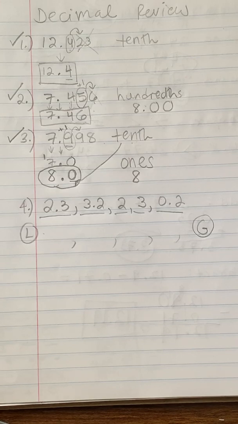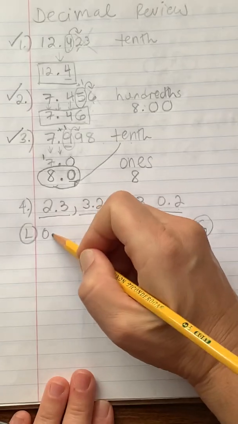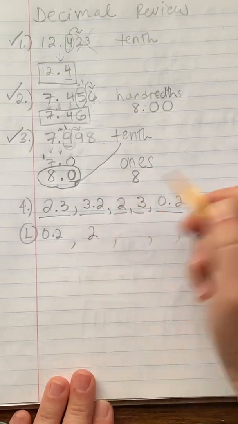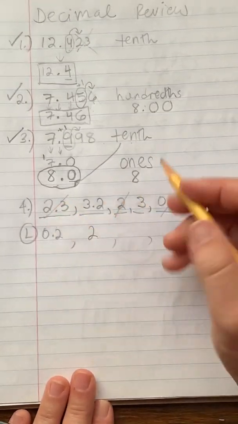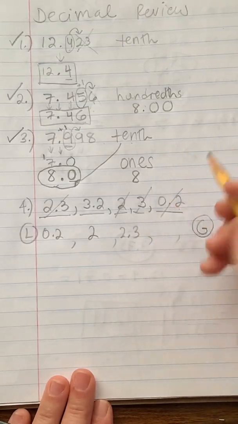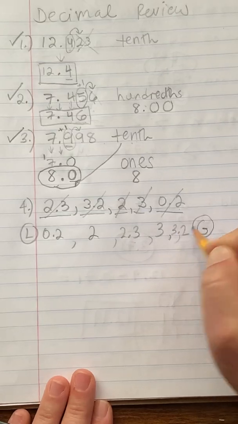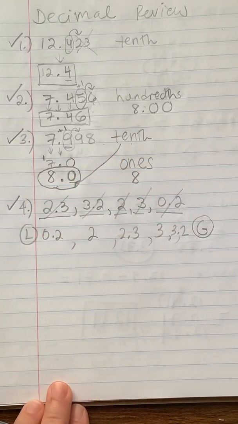Okay, so the smallest number here is 2/10, so that should be all the way over on this side. Then would come 2. I'm going to cross them off so I know that I've used them. Then would come 2 3/10, followed by 3, which means 3 2/10 is the largest one. If you got that correct, give yourself a star or a check.